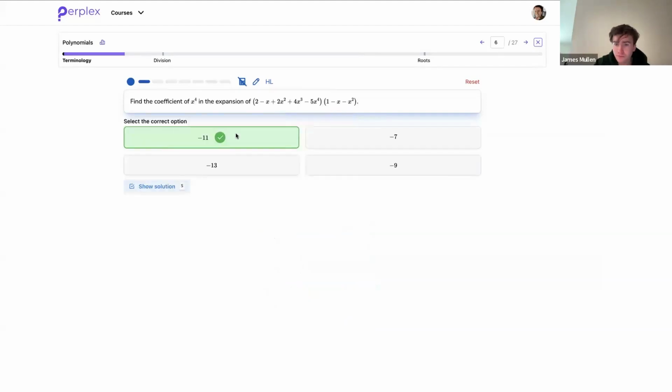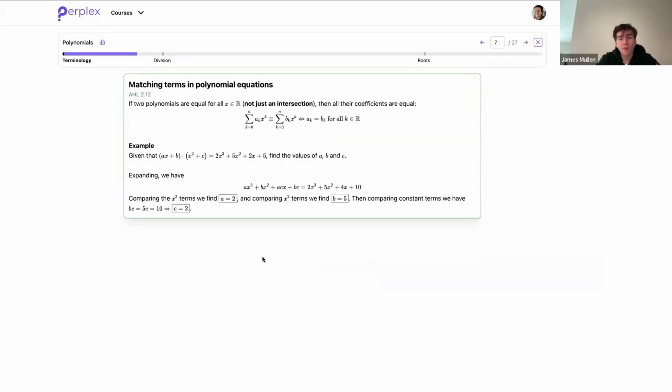All right. Now, another important property of polynomials is that if two polynomials are equal to each other for all x, and they're not just intersecting at a particular x, that means that all of their coefficients have to be equal, okay? So if I have ax squared plus bx plus c is equal to 2x squared plus 3x minus 1 for all x, then I know that a is equal to 2, b is equal to 3, and c is equal to 1, okay? So, for example, let's say I know that ax plus b times x squared plus c is equal to 2x cubed plus 5x squared plus 2x plus 5.